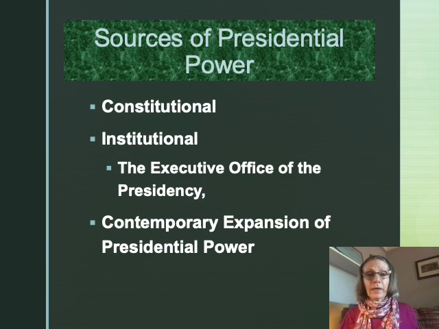In lecture, we're not going to talk directly about the institutional or the contemporary expansion of presidential powers. I'll leave that to you to read in the textbook. But we are going to spend time in the next lecture talking about the constitutional powers. Before we do that, I want us to talk about the specific categories of presidential powers so that you're familiar with the different categories that these powers fall into, particularly the constitutional powers.